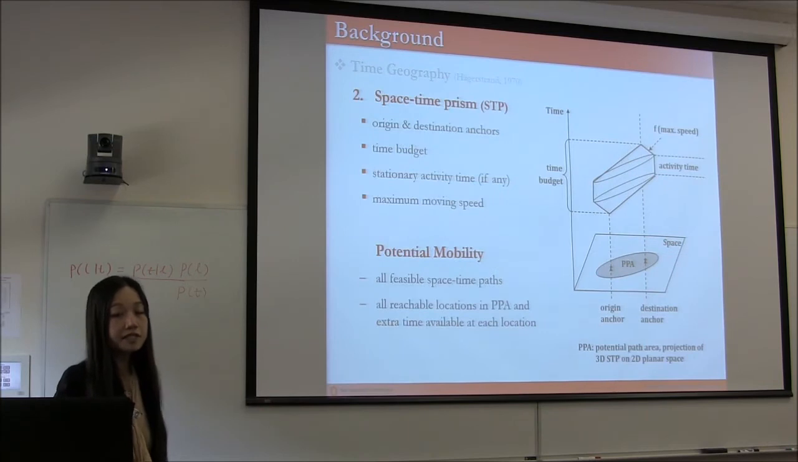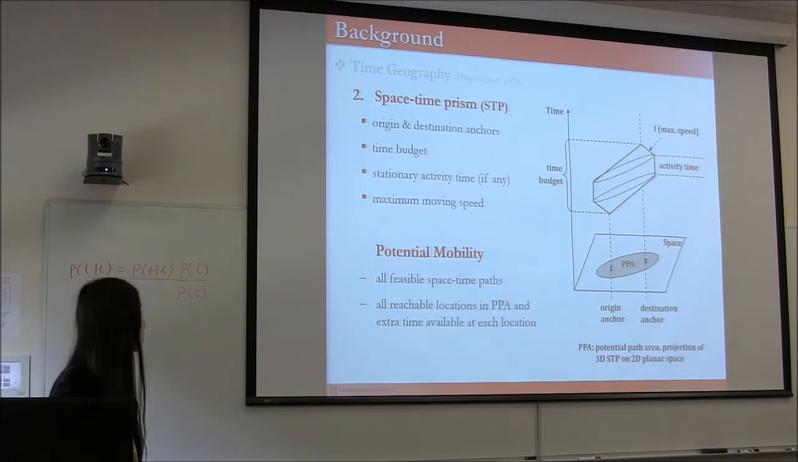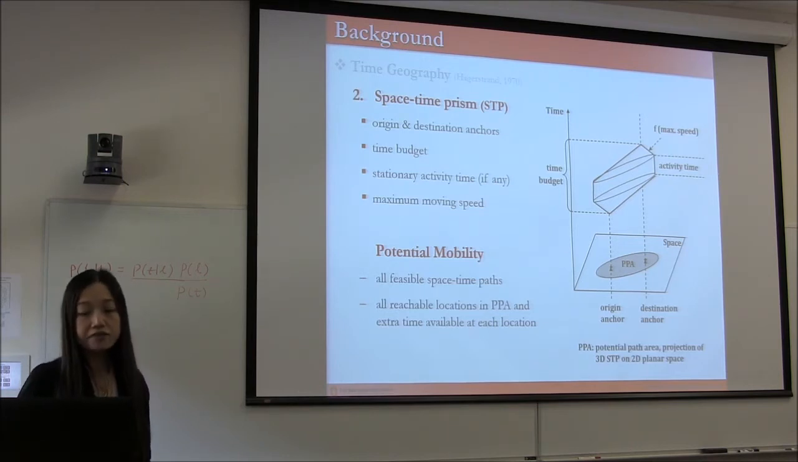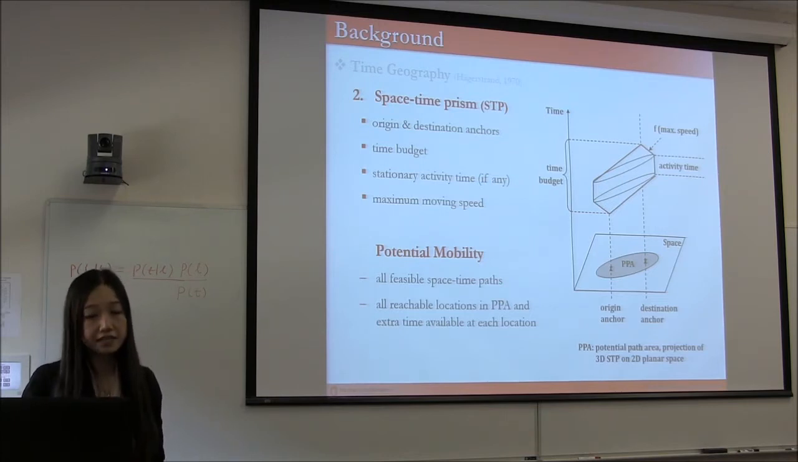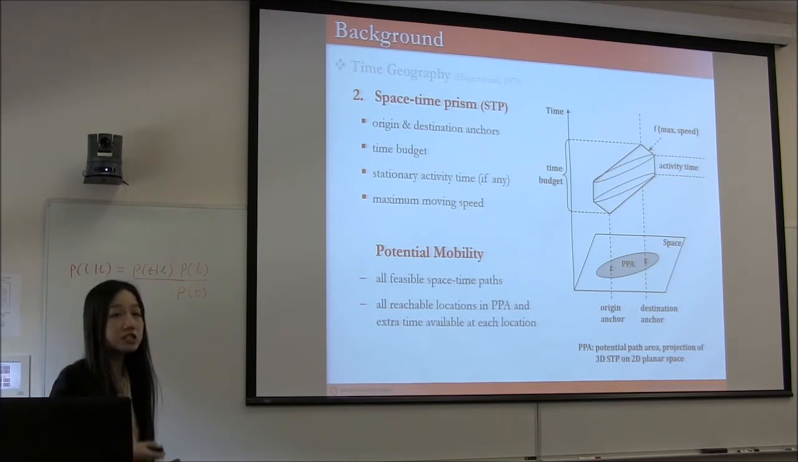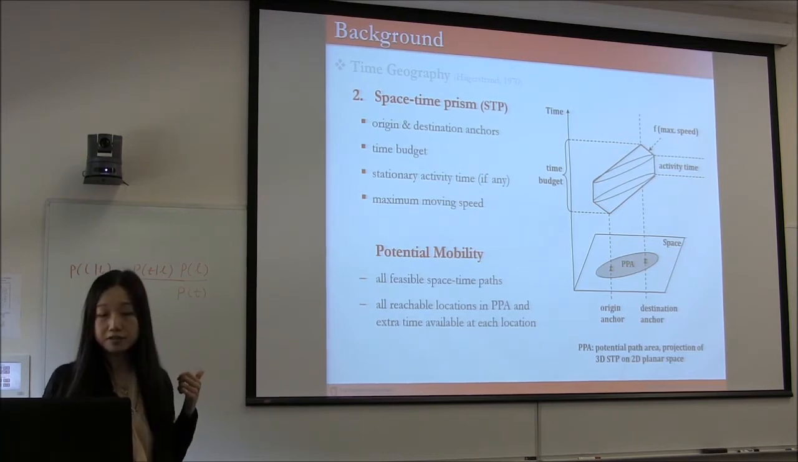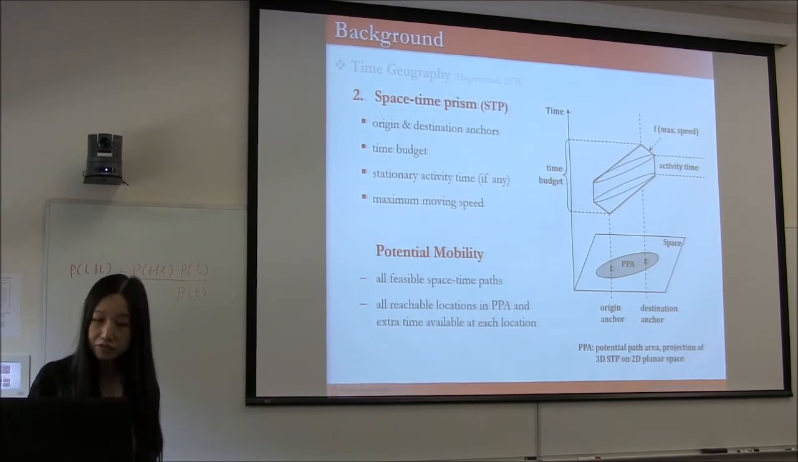And the space-time prism is the envelope of all possible space-time paths. So given an origin and destination location, the total time budget to travel or conduct activities, the minimum time required to conduct the activity, if there is any, and the maximum moving speed given the individual's mobility level, those space-time prisms can be defined based on the four parts.